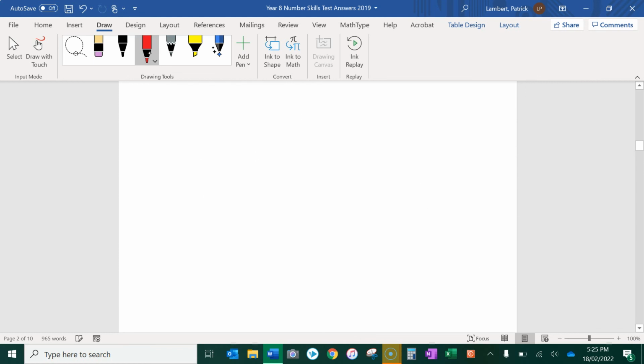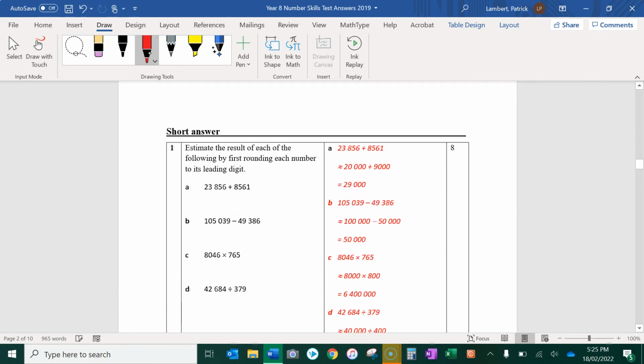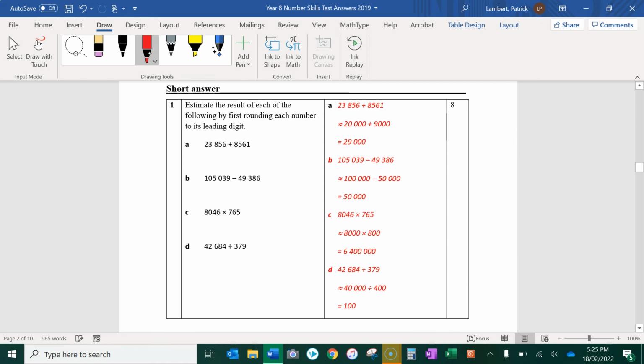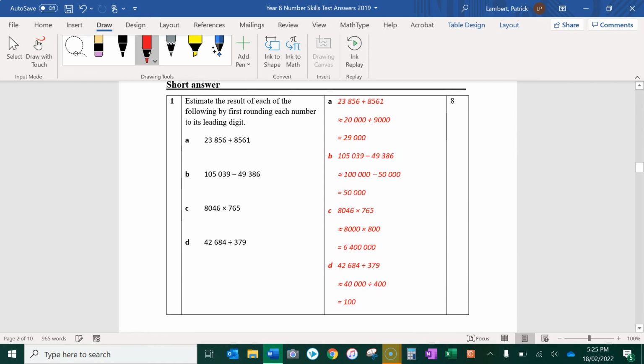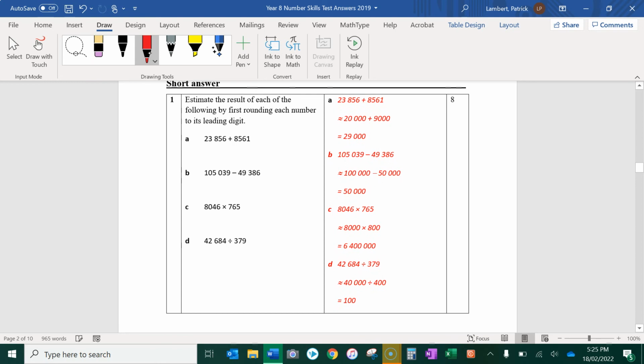Let's move on. Short answer questions here. Estimate the result of each by first rounding each number to its leading digit. So 23 is going to be in thousands. 3 is 4 and below, so that becomes 20,000. And then 8,561, 561 is more than 500, so then it's 29,000.